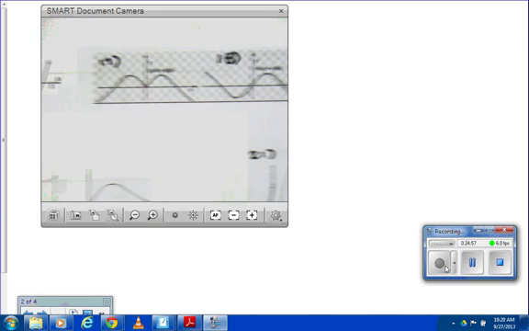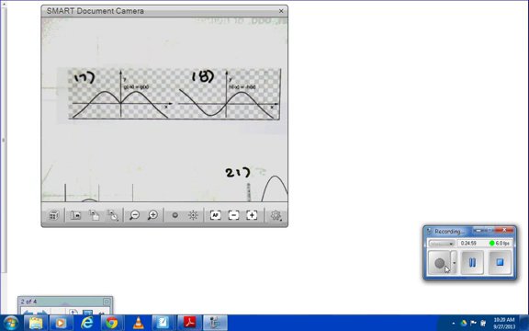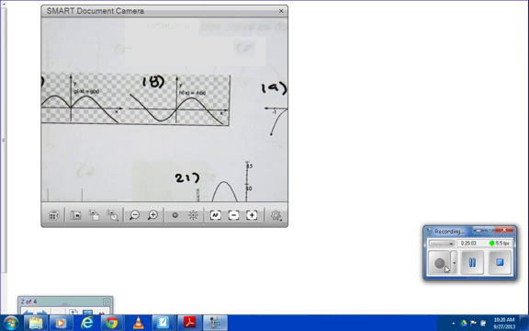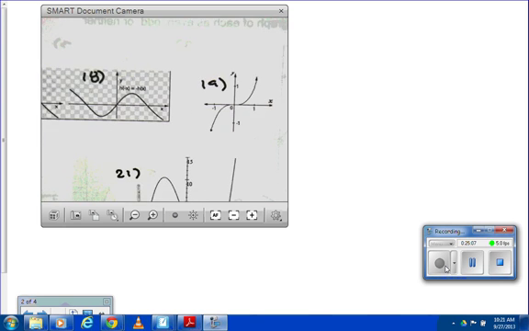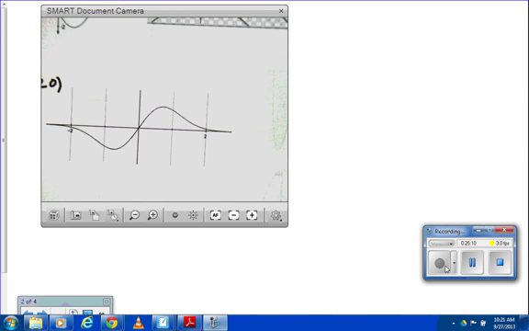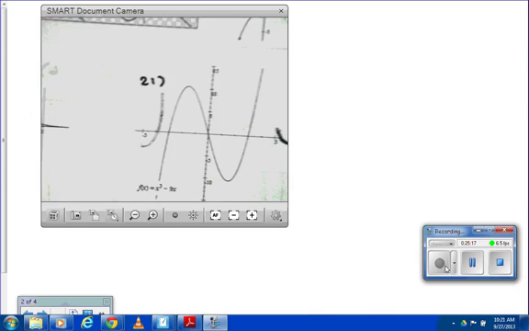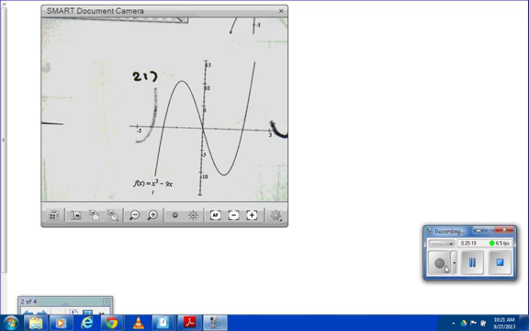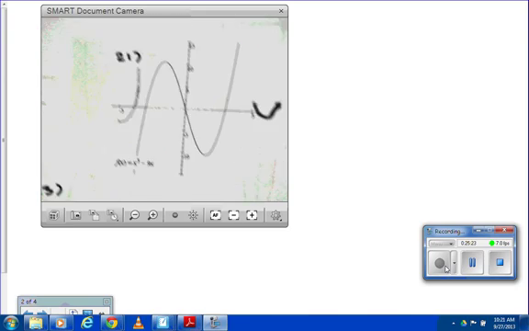17 would be, it kind of looks like a mustache. 18 would be odd. 19 is odd. 16 was neither. 20 was odd. 21, odd. 22 would be even. 23 is even. 24, neither.